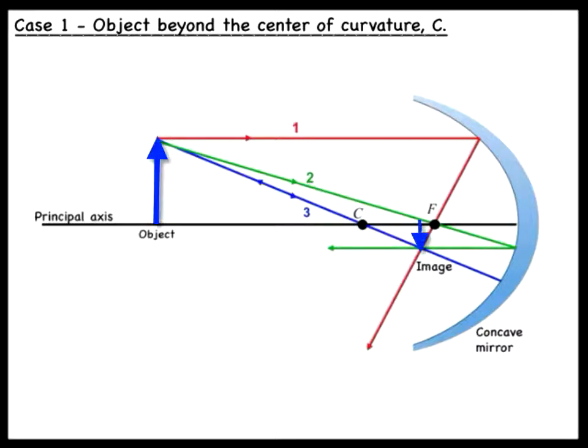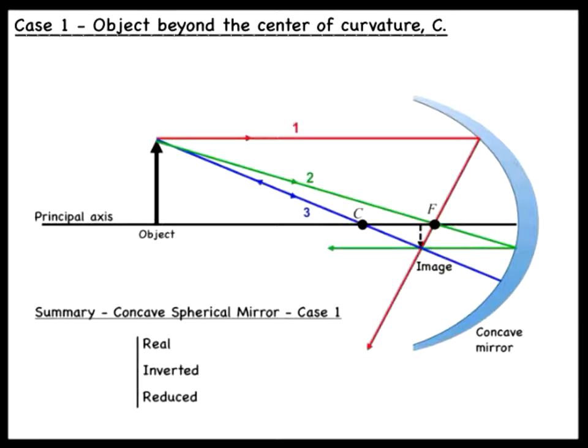Notice also that the length of the image arrow is shorter than the length of the object arrow, which means the image relative to the object is smaller or reduced. And finally, since the image is formed by the intersection of the reflected rays, the image is a real image. We didn't have to do any extrapolation of reflected rays back behind the mirror. To summarize case 1, in which the object is located beyond the center of curvature, we find that the image is real, inverted, and reduced.